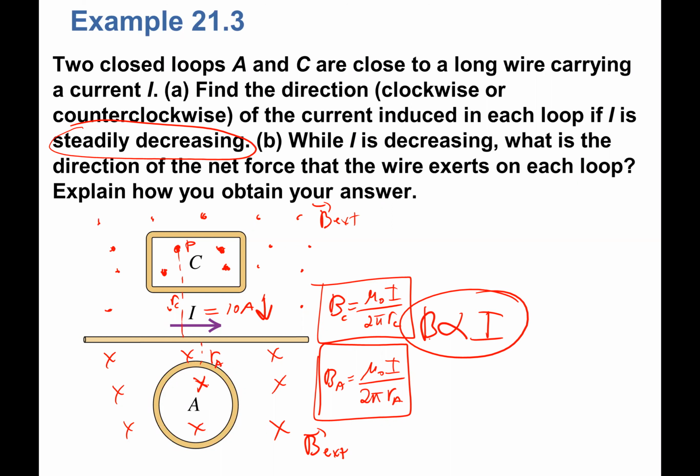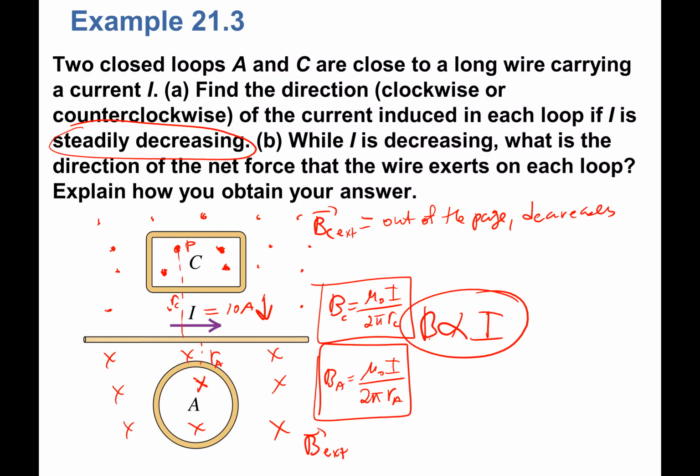That means things like this. So what you get here is this. I'm going to use this as BC. So BC is the external magnetic field through the loop C. So BC external is now out of the page, and it's decreasing.